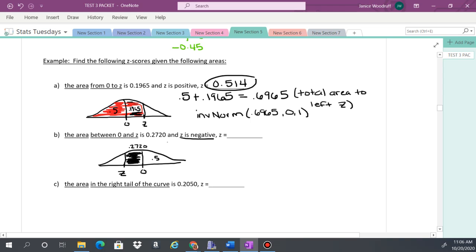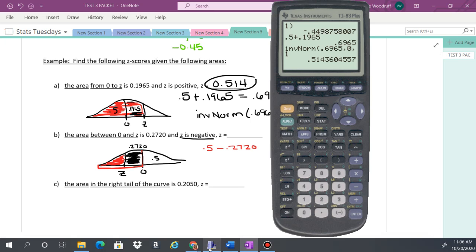So you have two options. You can add the 0.2720 to 0.5, then subtract from 1 to get this remaining area here in red. I'll color in just a sec. This is what we want. We need this area in red to find the z. Or I know that from this side to here is 0.5. So I can just subtract 0.5 minus 0.2720. That should give me the remaining area in red.